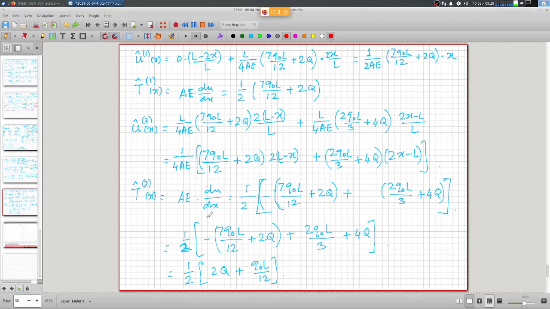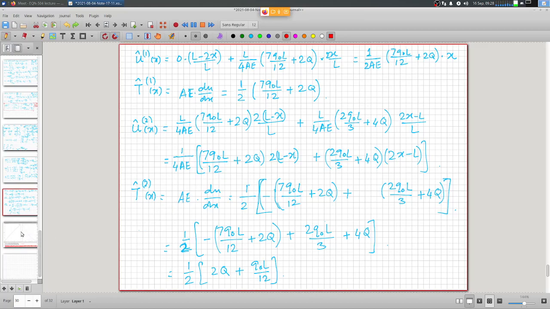The difference between these two is something we should look at. They should actually be equal at L by 2, but of course this is a constant value over the entire element. So this is some kind of average thrust value which is valid over the entire element length, and this is also the average thrust over the entire length, right?